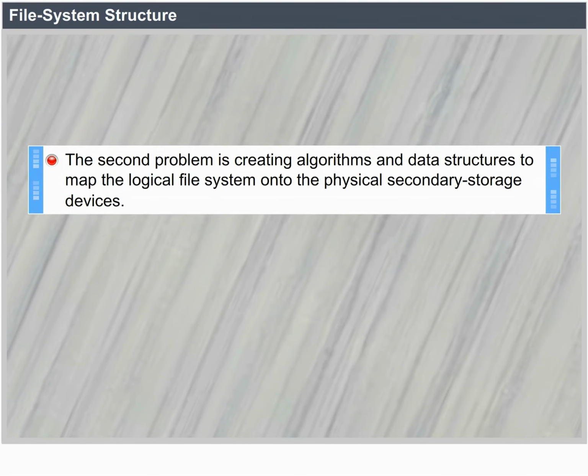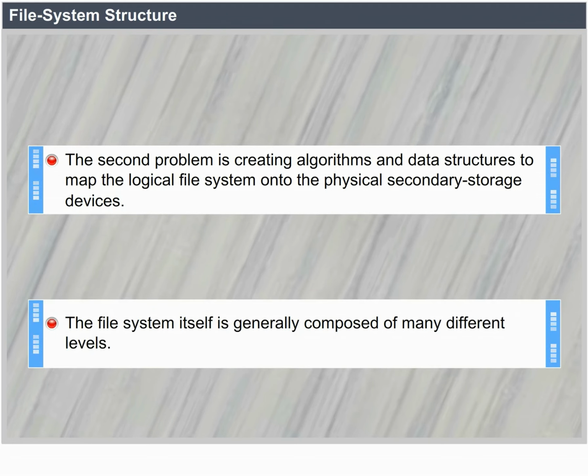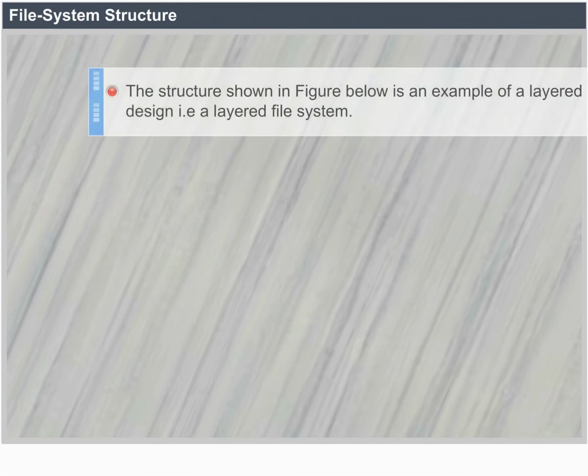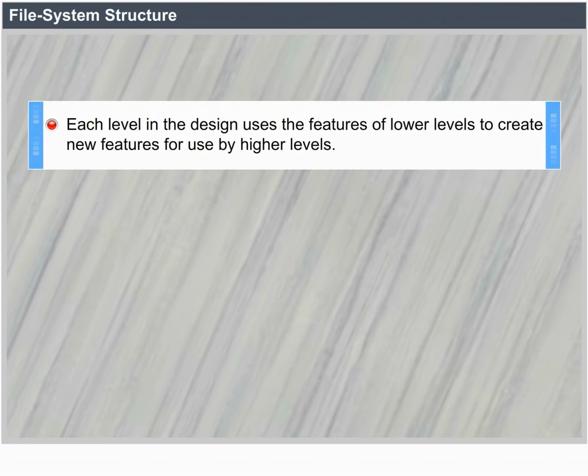secondary storage devices. The file system itself is generally composed of many different levels. The structure shown in the figure below is an example of a layered design, that is, a layered file system. Each level in the design uses the features of lower levels to create new features for use by higher levels.